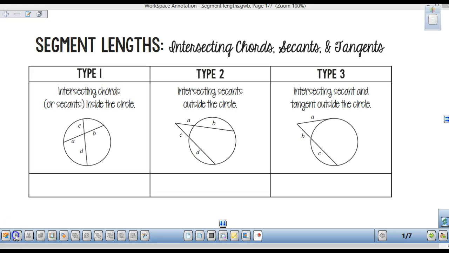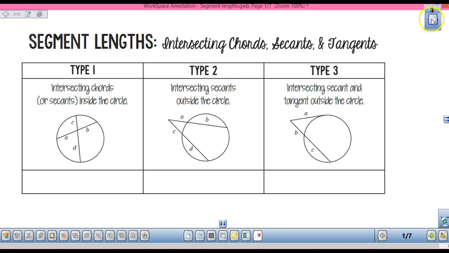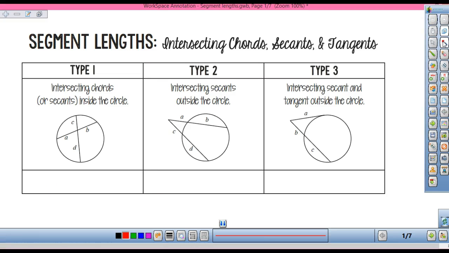Okay, all right, segments in a circle. If they intersect on the inside, to figure them out, we are going A times B, so the two parts of one segment equals C times D. If they intersect inside, no problem. When they start intersecting outside, that's when things get a little bit more complicated.